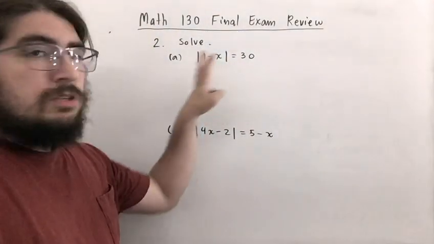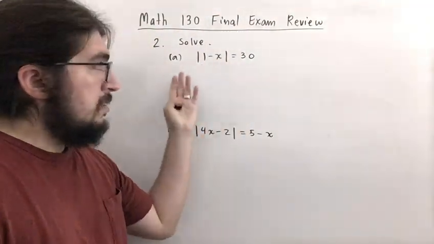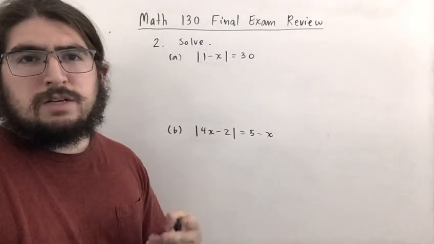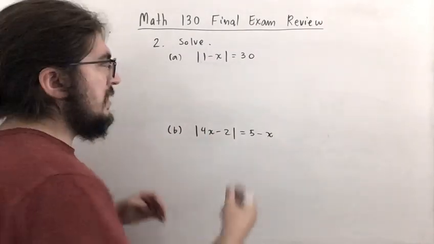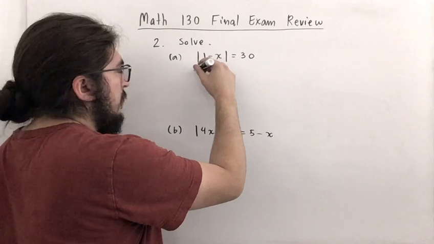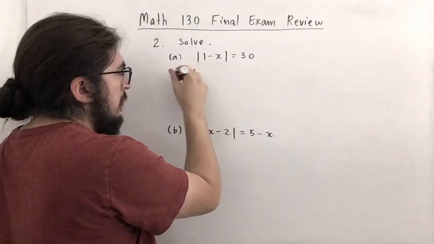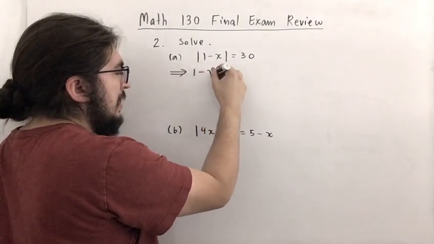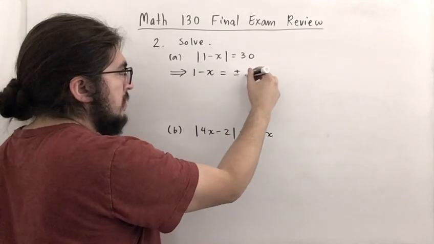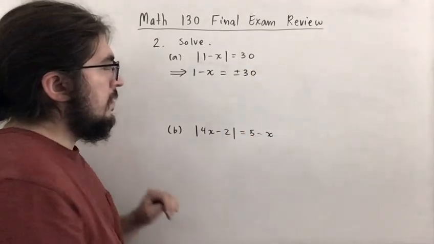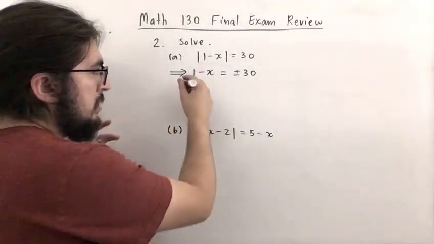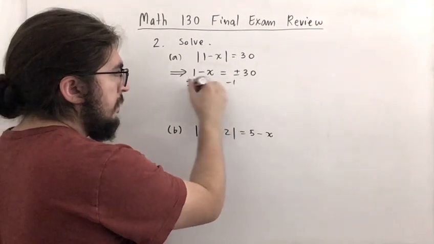And now, by the way, you could also split this into 2 scenarios. The inside is 30 or negative 30, but I'm going to actually use a plus or minus symbol, and I think it's kind of nice seeing it that way. So here we have the inside, 1 minus x, is either plus or minus 30. So I'm going to do it like that.